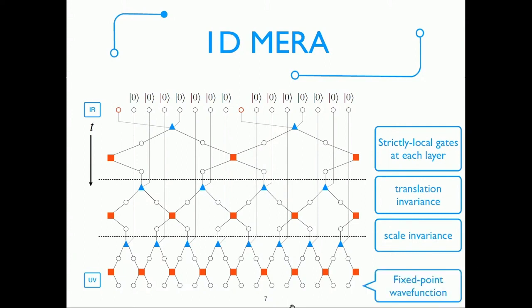Now it becomes exactly the circuit we talked about before, preparing some non-trivial many-body states from the trivial product state. And the output of such an invariant circuit, we call a fixed point wave function, which means if you put another layer of the MERA circuit, the wave function will look exactly the same, except that it's in a different length scale.